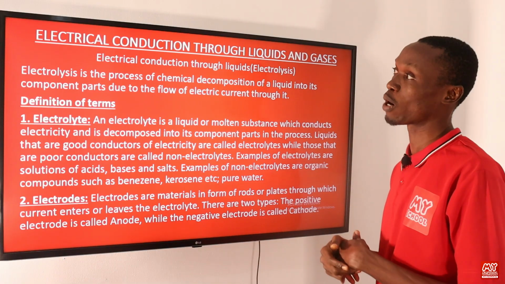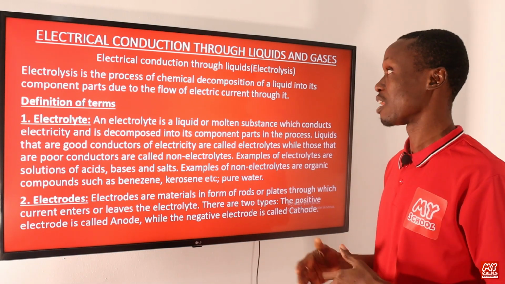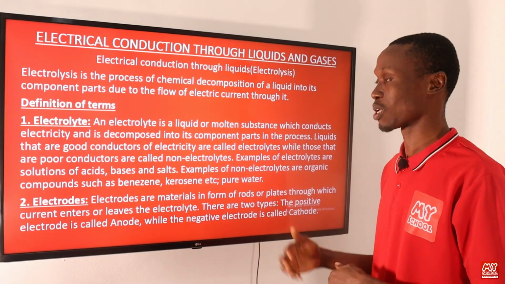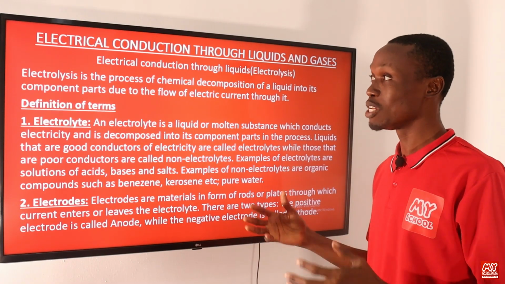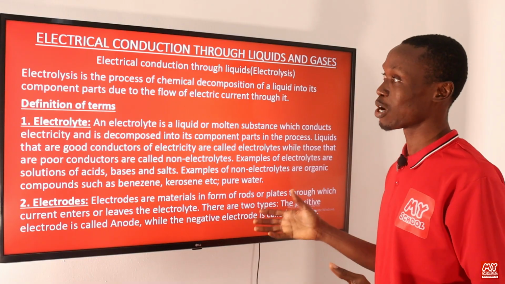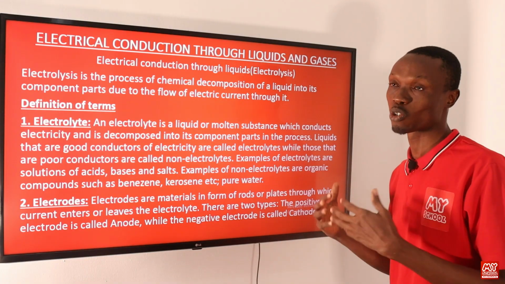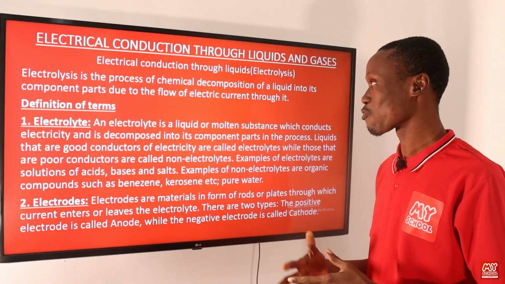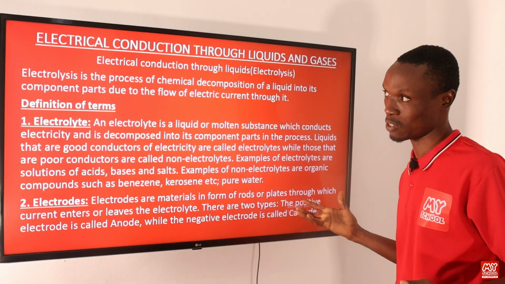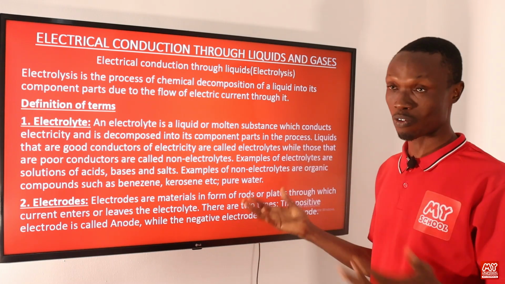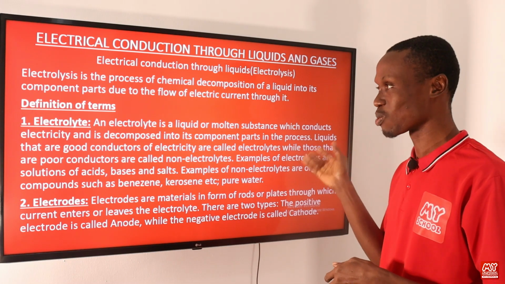So basically here we are going to be discussing electrical conduction through liquid, and this is termed electrolysis. We are going to be looking at the meaning of electrolysis. Electrolysis is the process of chemical decomposition of a liquid into its component parts due to the flow of electric current through it. This is just the physics definition, but for chemistry both of them are the same. Basically there's not much difference.